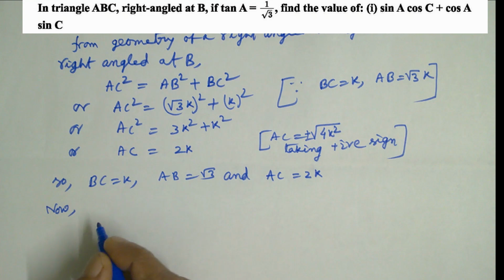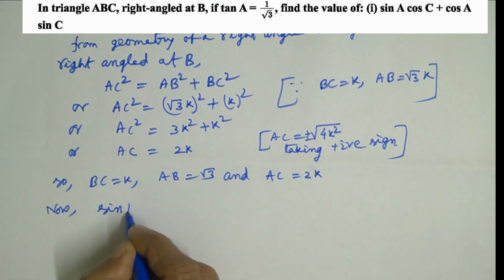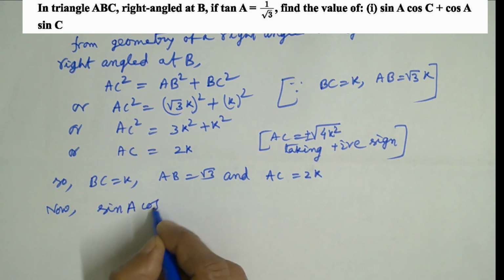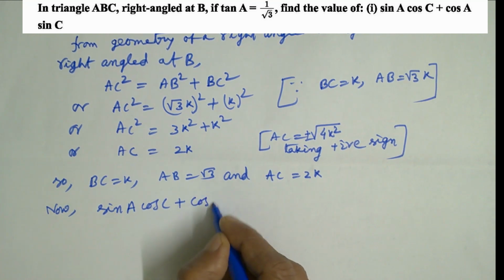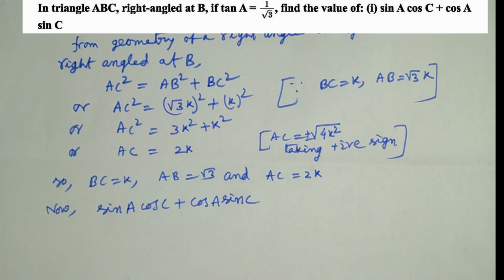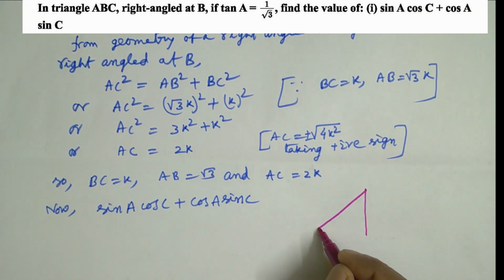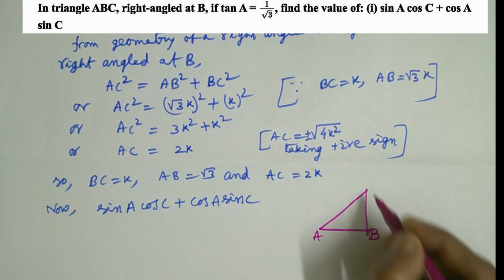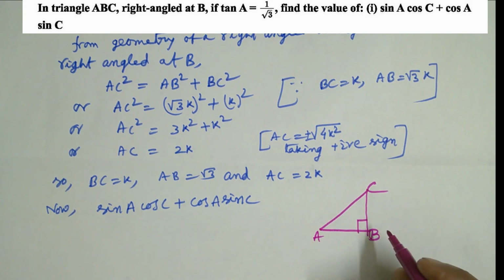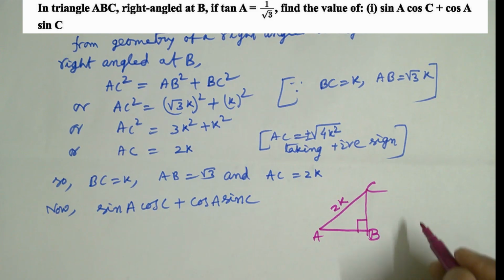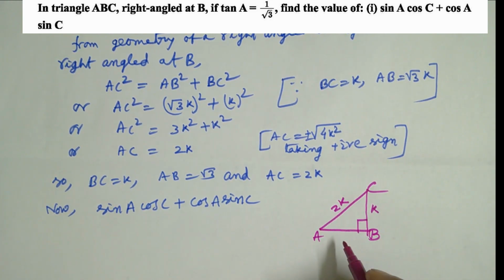Now the given expression is sin A cos C plus cos A sin C. So we have to find out the value of sin A cos C plus cos A sin C. That means first find the values of sin A, cos C, cos A, sin C. Again drawing the figure for better understanding: ABC, AC is equal to 2K, BC is equal to K, AB is equal to root 3K.